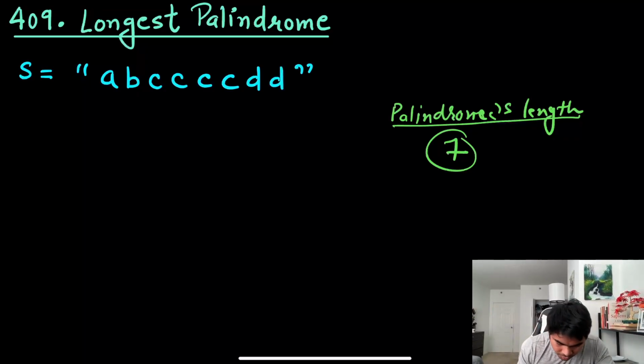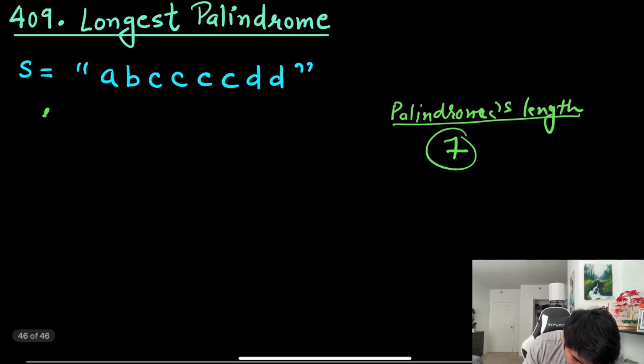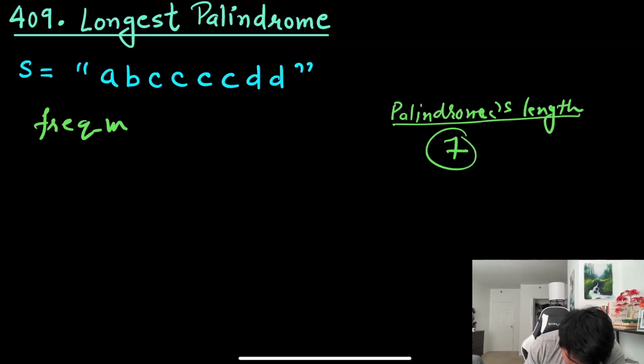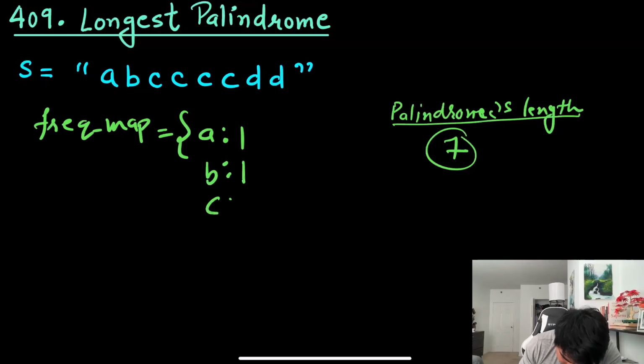It doesn't have to be unique, but I could place it in the middle and my string will still be a palindrome. So let's create my frequency map, which will store the count of all these. A occurs 1 time, B occurs 1 time, C occurs 4 times, D occurs 2 times.